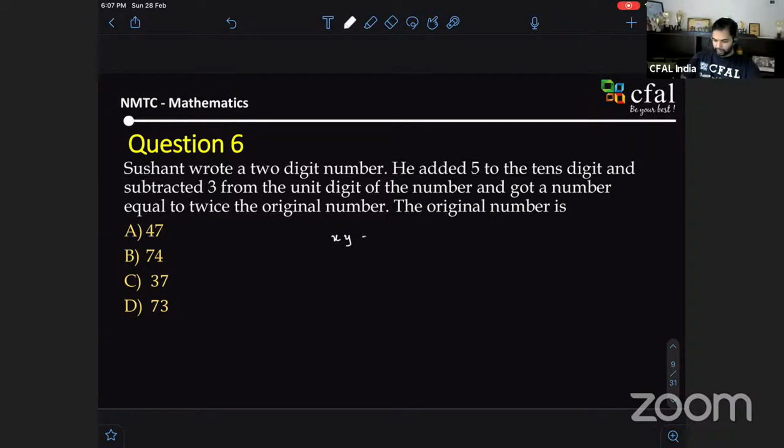Okay. This is one important method, right? We write this as 10x plus y. If anybody has a doubt why it is, just look at the numbers. So suppose it's 21, right? This is nothing but 20 plus 1, right? Tens digit will be multiplied by 10. I hope you are able to follow, right? That's why we can always write any two-digit number as 10x plus y.